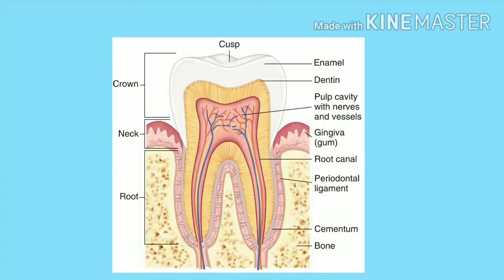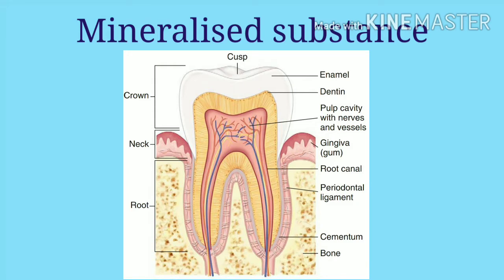And remember that the pulp cavity is lined by a layer of odontoblast cells. In between the bony alveolus and cement, there is a layer of collagen tissue which helps in suspension of tooth into the socket known as periodontal membrane. In short, we can say that there are three mineralized substances of the tooth. First is enamel, second is dentine and third is cement.